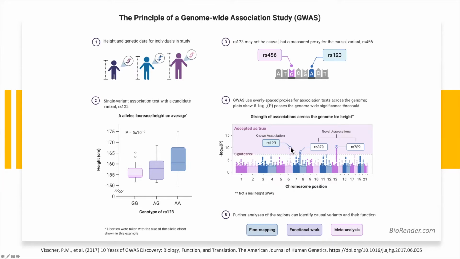Getting a GWAS hit near a gene or within a gene does not mean it's causing the phenotype that you are looking at, but it does lead to further analyses of regions that can cause the trait, and can lead to fine mapping, functional work, and meta-analyses. And typically these studies are done on thousands and thousands of individuals, not necessarily patients, but human subjects or any type of species, to identify variants associated with a particular trait.